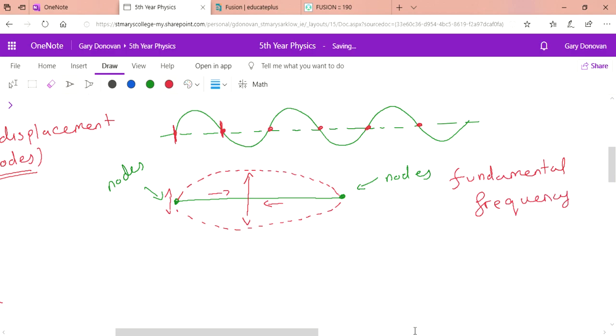Now the next pattern you can get, and hopefully you see where I'm going with this, and these are just the different possible patterns you can get. Now remember, how do you get these patterns?